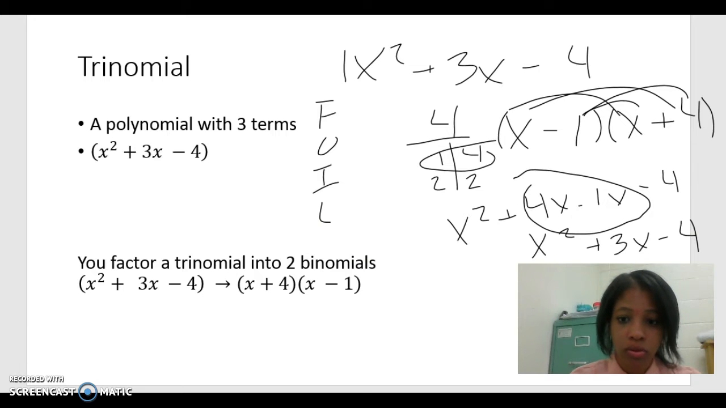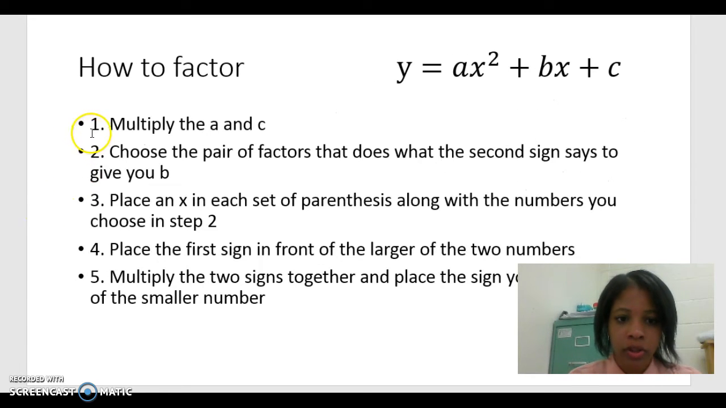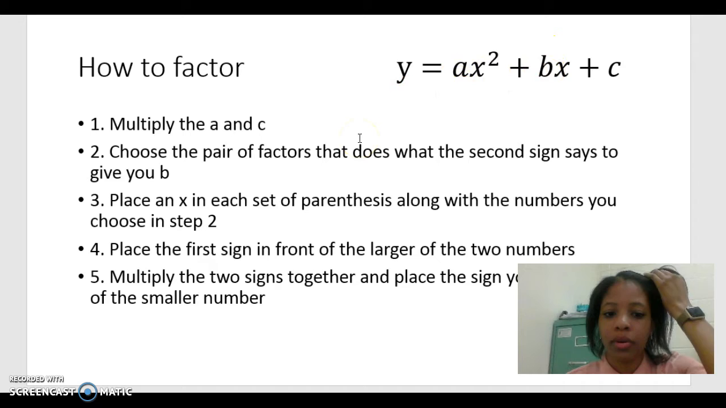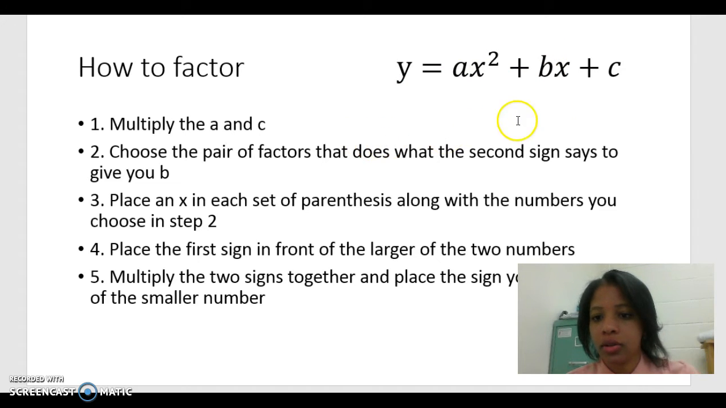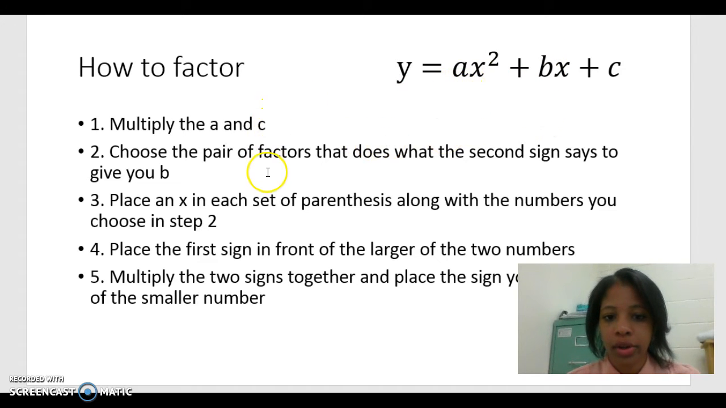So now let's take some notes on how to factor. So these are your steps. First you multiply your A and C, so your first number and your last number. Then you want to choose your pair of factors that does what the second sign says, so it's either going to add or subtract to give you your B value, right? Your middle number. Then in your parentheses, you put an X in each set of parentheses along with the numbers, the factors that you chose from step 2.